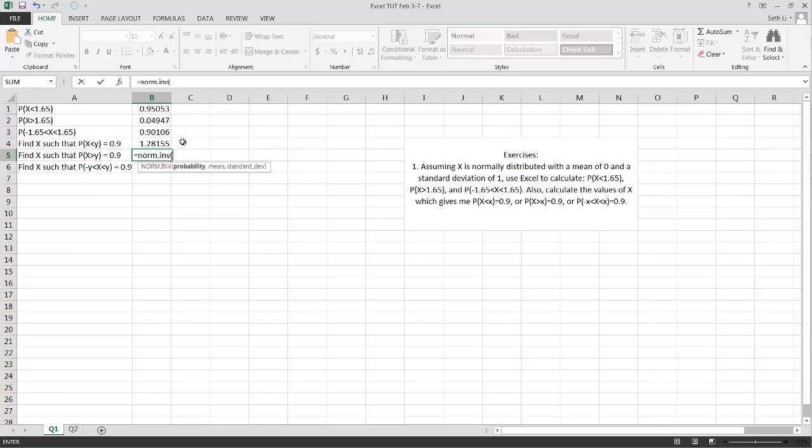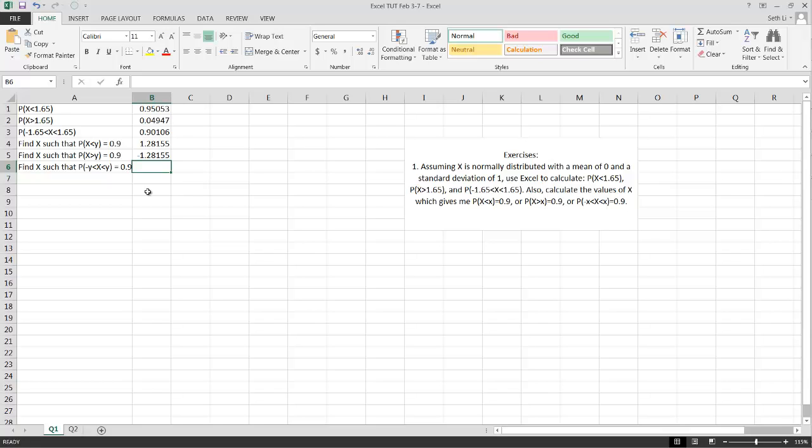But in this case, because we want the inverse of the probability that we're targeting, because we want x greater than y, we're going to do 1 minus 0.9. And then we're going to take the same mean, same standard deviation, and that'll give us the answer. And, it makes sense.